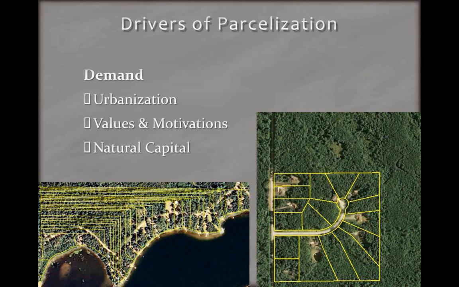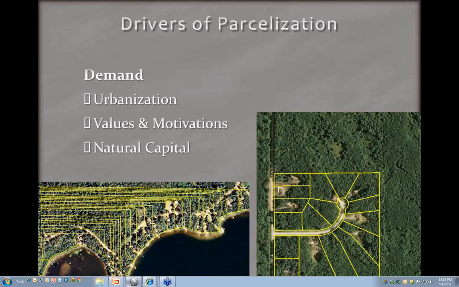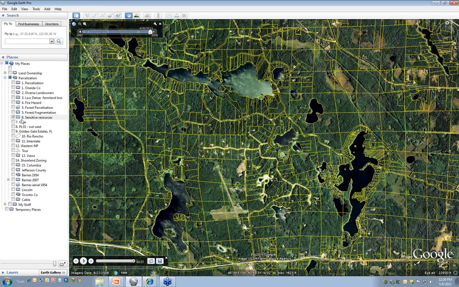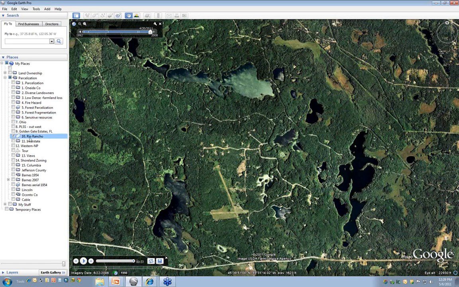And on the demand side, you'll find that, not surprisingly, urbanization or population growth is one of the biggest drivers of parcelization. As there are more people, we need more land, more space to house them. They need more land to live. And so that is one of the largest drivers of that. And I want to show you an example of that, of suburbanization, that I think is really interesting to show.